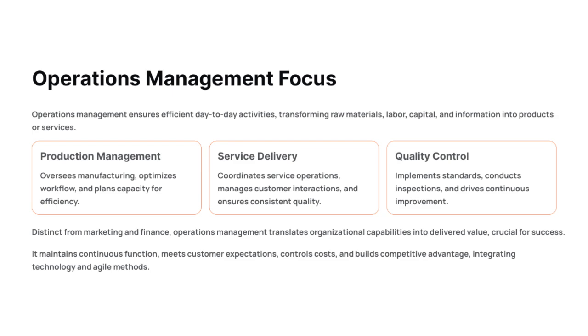Quality control, for example, is crucial. It ensures that services and products meet the required standards, which builds trust with customers. On the service side, operations coordinate service delivery, manage customer interactions, and make sure the quality remains consistent. For manufacturing, operations oversee the production process, optimize workflows, and plan capacity to maximize efficiency.